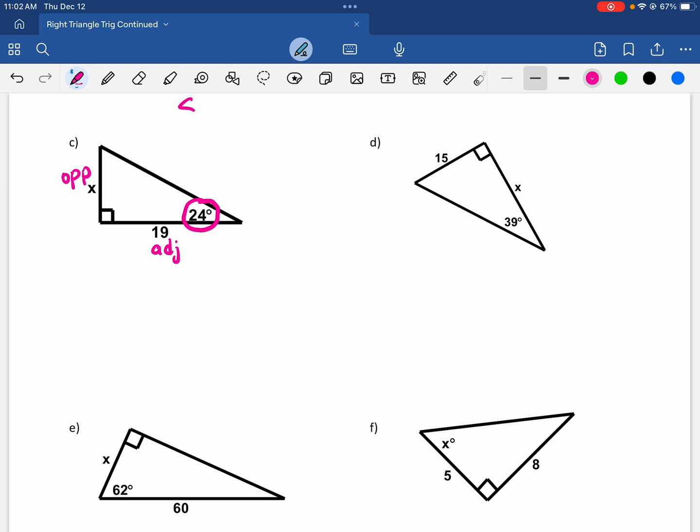If I think about my SOHCAHTOA, I have an O and I have an A because I have opposite and adjacent. That goes with T. T stands for tangent. So we're going to have tangent of our angle, which is 24, equals O comes first, so that's x. It goes on the top. A comes second. That goes on the bottom. That's 19.